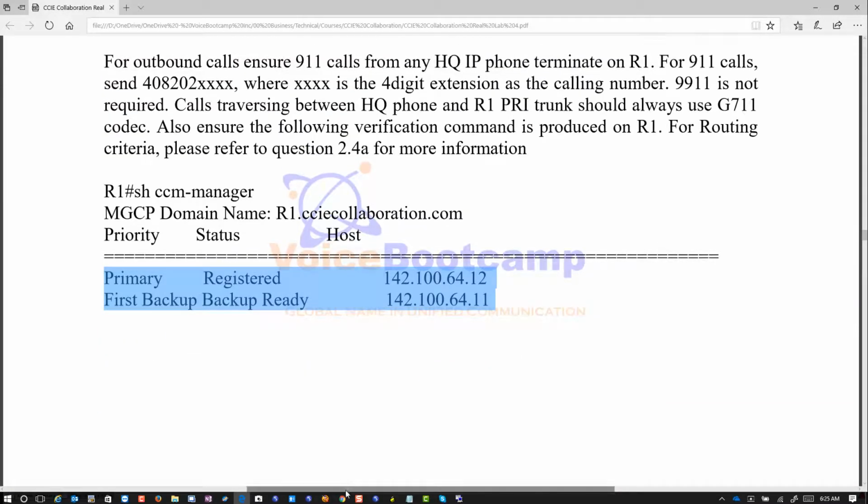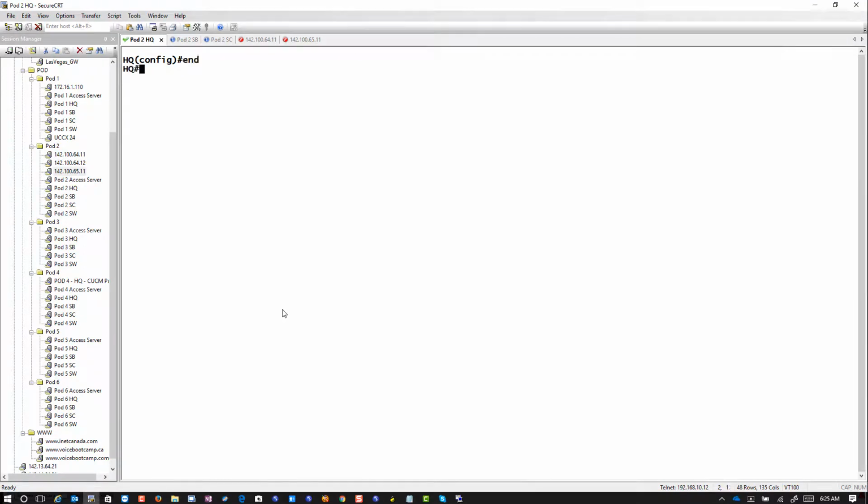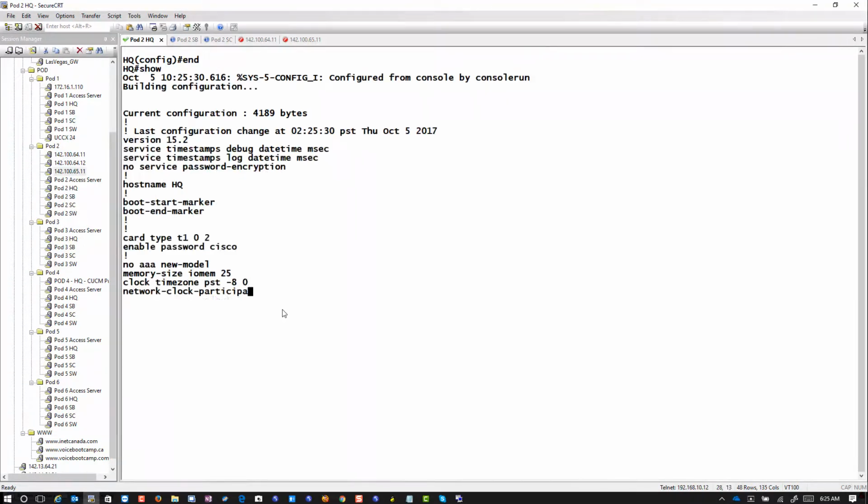Okay, so we are going to first verify the Call Manager side, actually the router side. First thing, pay attention to the hostname and the card type T1 0/2. Followed by your network-clock participate wic 2 and network-clock select 1 T1 with the port number 0/2/0. These two provide layer 1 and layer 2 clocking respectively.